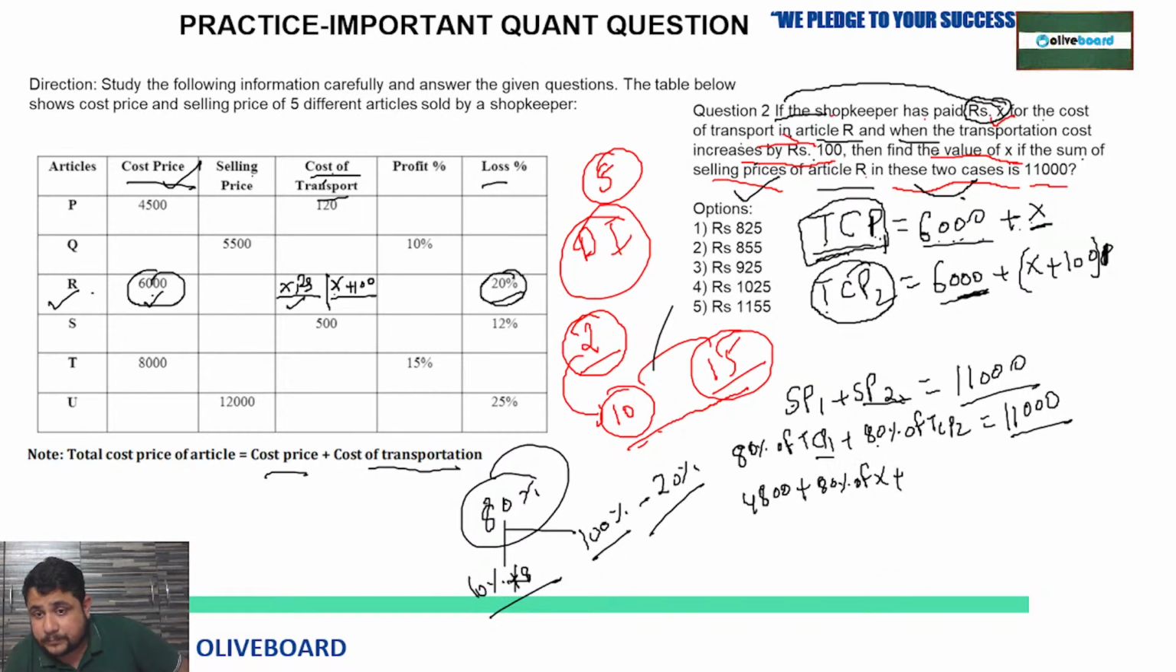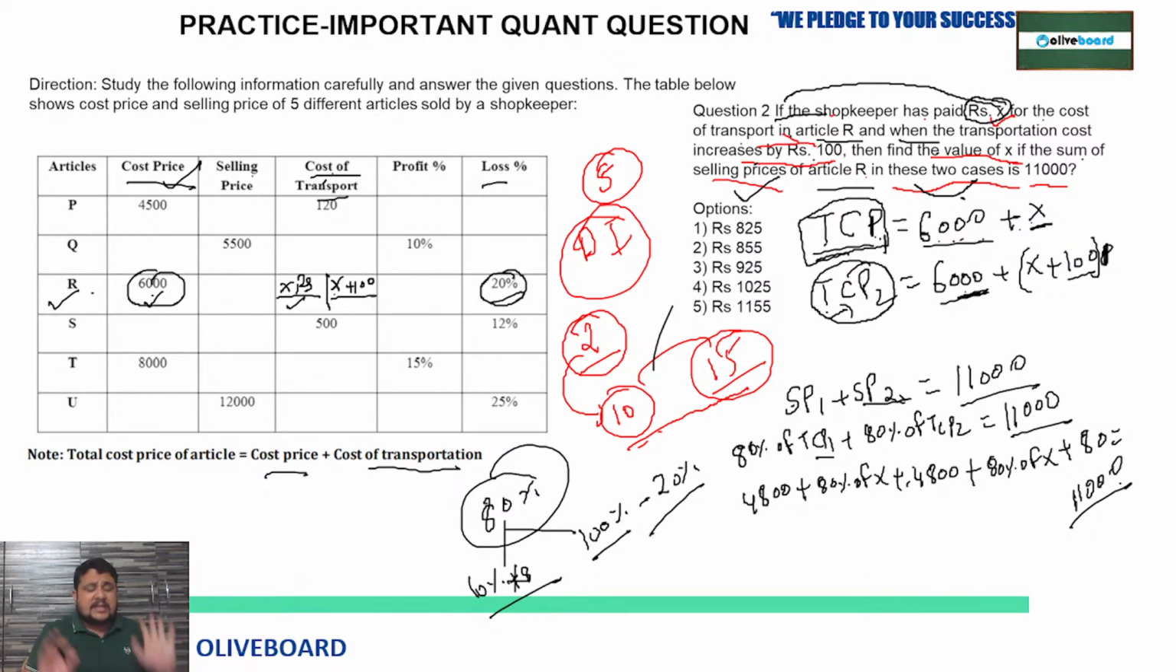Plus 80% of total cost price 2 in case 2. So 6,000 is already given, so 80% of that is 4,800, plus 80% of X here also, plus 80% of 100, which is 80, equal to 11,000. Now you can easily get the value of X, or not?